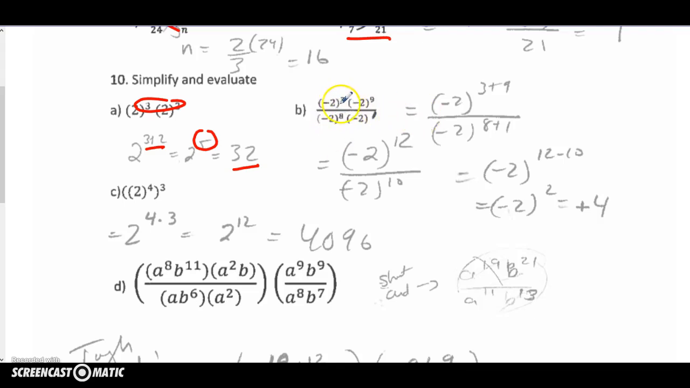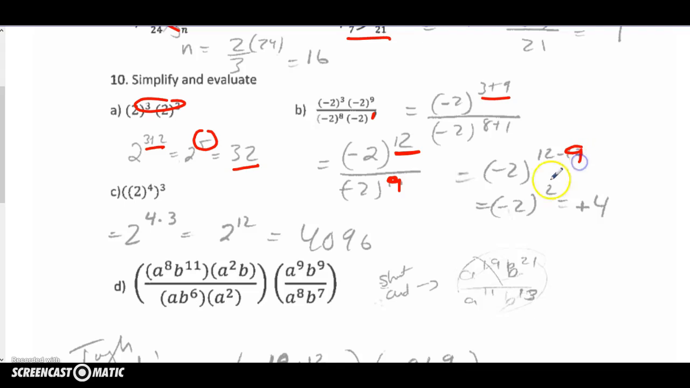Here, a little more work. You can do this several ways. One is minus 2 is your base. So how many minus 2's do you have on top? 3 and 9 is 12. Okay, so 3 plus 9 is 12. On the bottom, you have 8, and this is nothing here, but remember that's a 1. So 8 plus 1 is 9. So now you have, oh, I made a mistake here. That's 12 and 9. Okay, so 12 and 9.